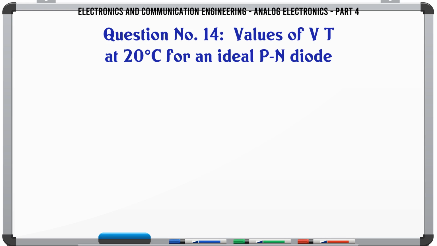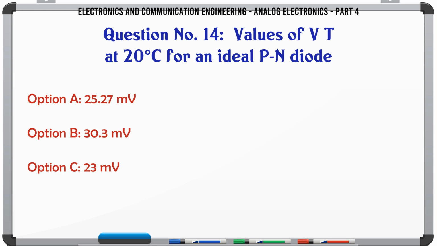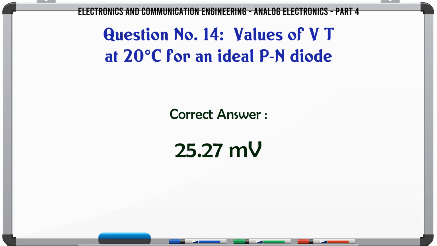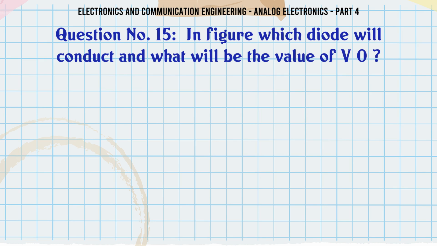The value of VT at 20°C for an ideal PN diode is: A. 25.27 mV, B. 30.3 mV, C. 23 mV, D. 50 mV. The correct answer is 25.27 mV.